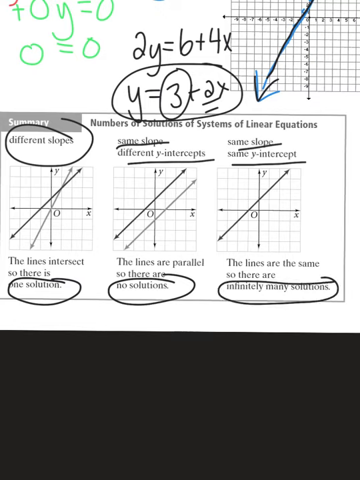And to recap, when you're solving, not by graphing, if you get x equals a number and your variables do not cancel out, you're going to get one solution. If your variables cancel out and you get a number that's not equal to the other number, you get a false situation, that's no solution. If your variables cancel out and you get a true statement, that's infinitely many solutions.